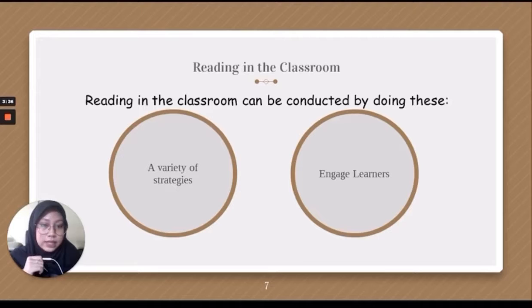And next is engage learners. Engage learners means that teachers should make a learning process that is interesting for young learners, so learners can be engaged in the learning process. For example, reading aloud. Teacher will ask students to read aloud a short story or narrative text or descriptive text. So it will make learners interested in the materials and also engage them in the learning process.